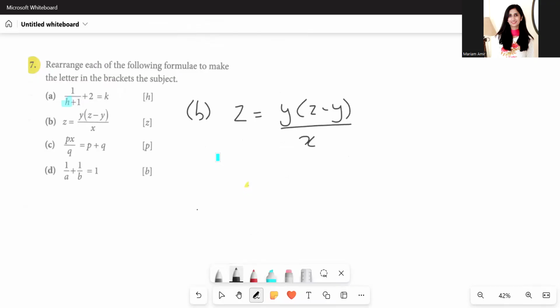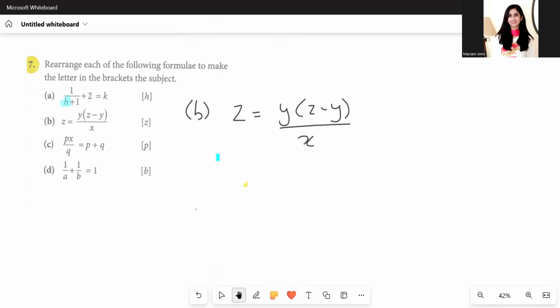Right now, what is the subject in part B? But it's not. Actually, it's not. Why is z not? Yeah, sure. So Z is not the subject right now, although it's appearing to be, but it's not.